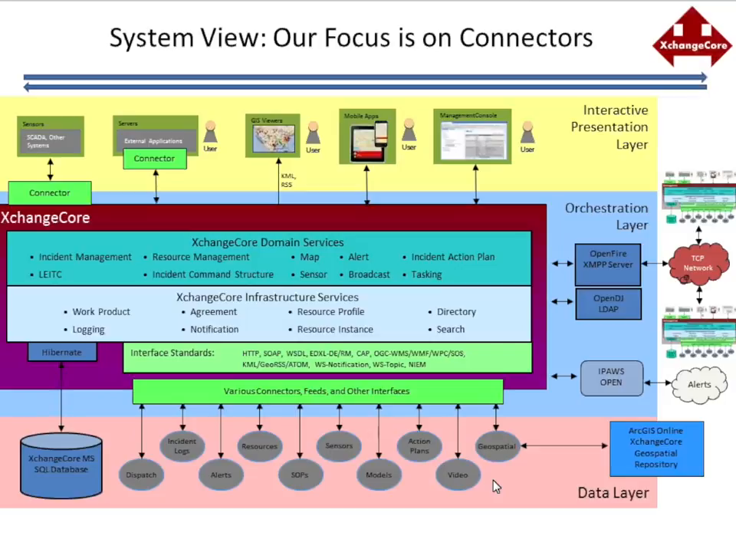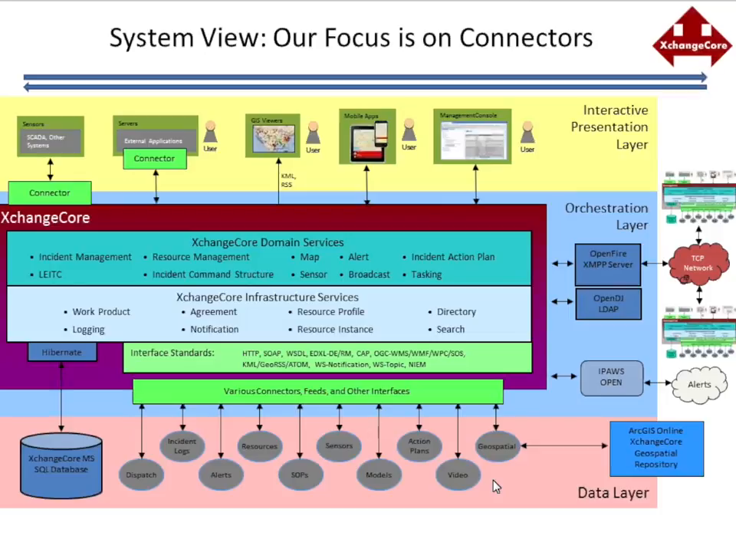Moving on then to the system view, this illustrates how all of the XchangeCore piece parts fit together to enable that operational need. This is a fairly busy chart, so I'll start in the middle with the XchangeCore services, if you will. We have two types of services: XchangeCore domain services and infrastructure services. The domain services really form the interface with your applications, the web services. Those are supported underneath the hood, if you will, with our infrastructure services. That's the guts of orchestrating and sharing and routing information. That's how we enable all of the sharing of information.